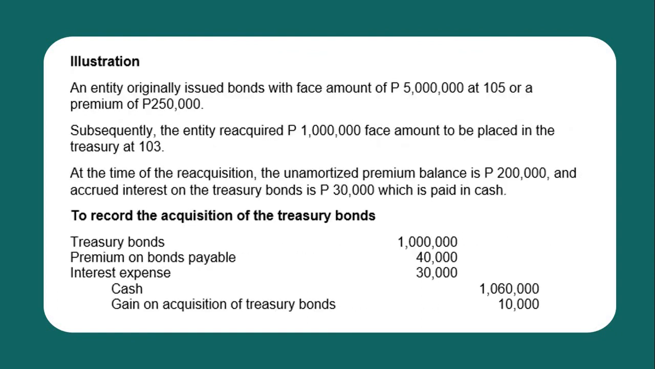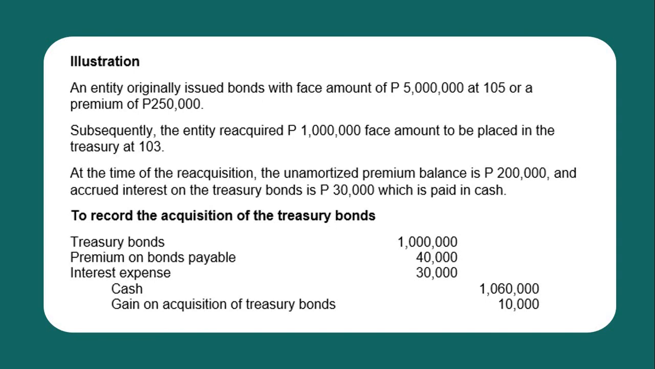So, say for example, an entity originally issued bonds with face amount of 5 million at 105 or a premium of 250,000. Subsequently, the entity reacquired 1 million face amount to be placed in the treasury at 103. At the time of the reacquisition, the unamortized premium balance is 200,000 and the accrued interest on the treasury bonds is 30,000, which is paid in cash.